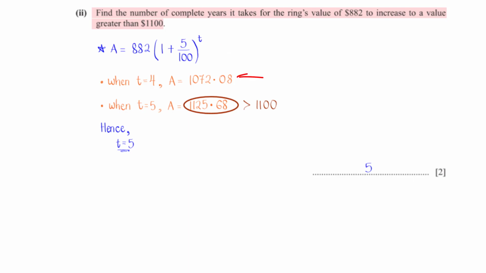$1,100. When we take t as 4, we get big A as $1,072.08. This value is less than $1,100. When we take t as 5, we get big A as $1,125.68, which is greater than $1,100. This means that t is equal to 5.